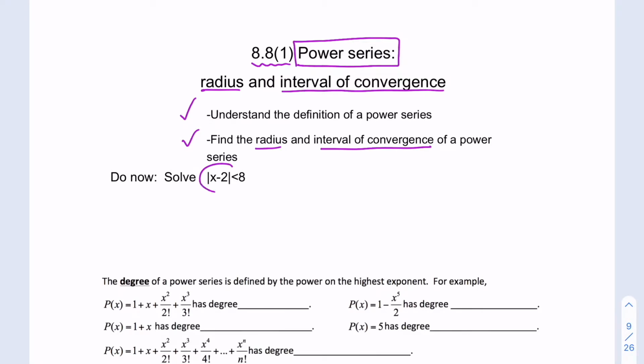How do we solve absolute value function? So absolute value of x minus 2 less than 8. So x minus 2 will be between negative 8 and positive 8. So we add 2. So x will be between negative 6 and 10.